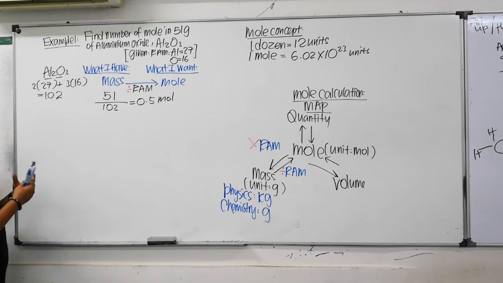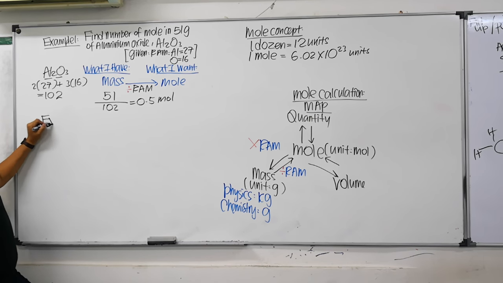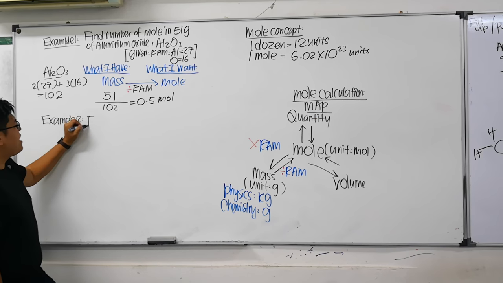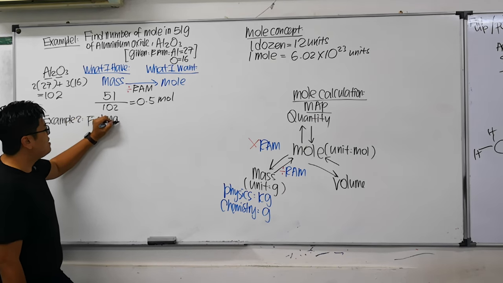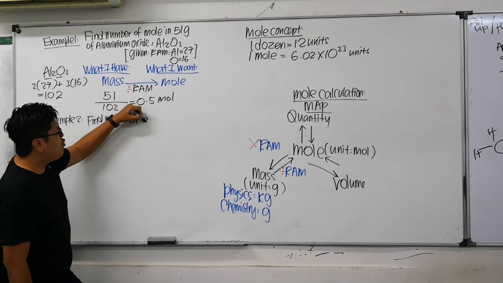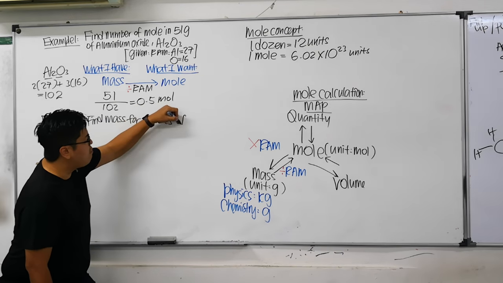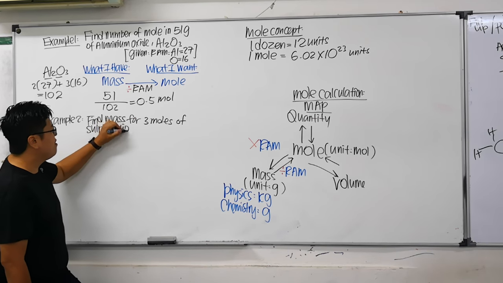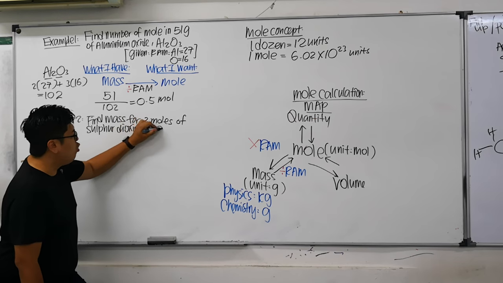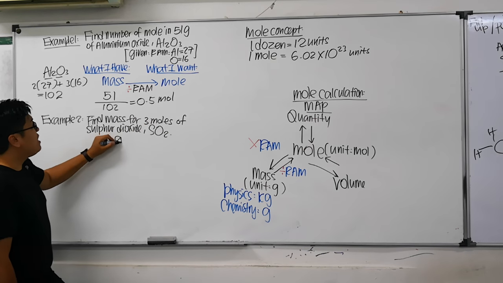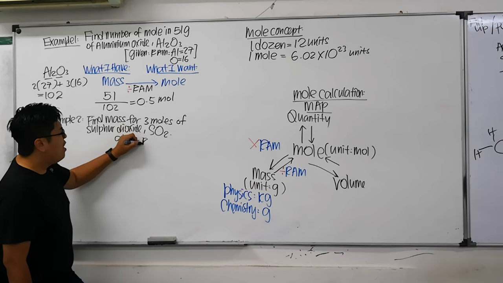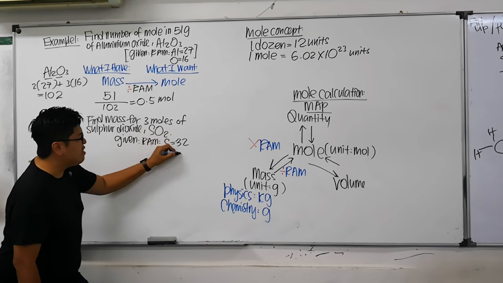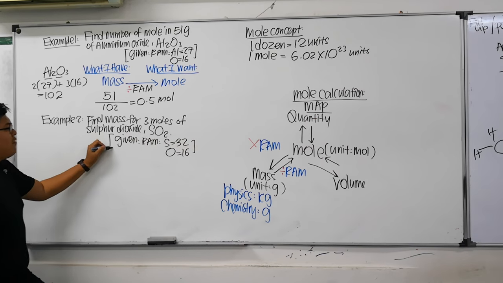One last example before we continue with our lesson today. Example number 2. Let's say, find the mass. I have 3 moles of sulfur dioxide. Sulfur dioxide is SO2. You are also given the RAM. RAM of sulfur is given to be 32. Oxygen is given to be 16. Everything is given, spoon-fed.